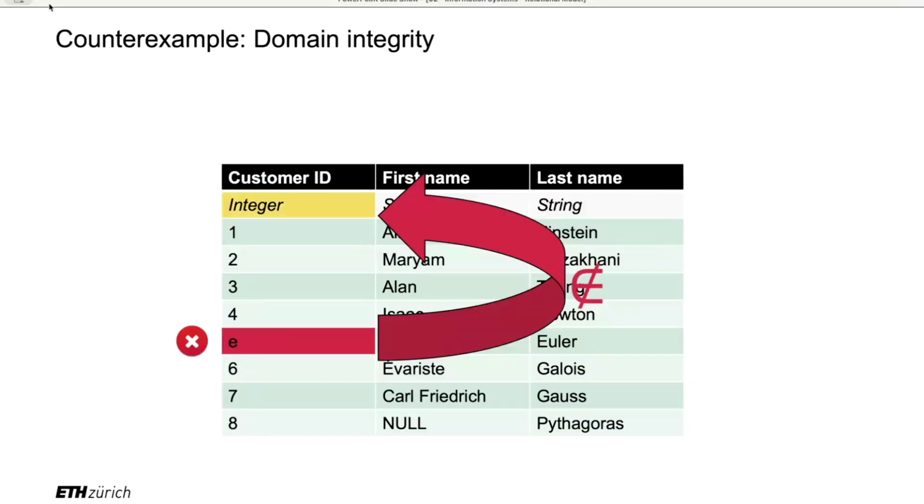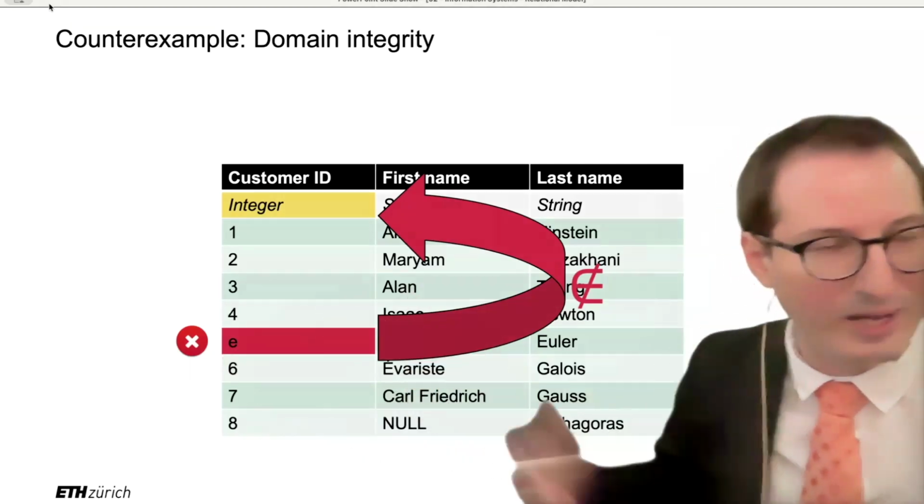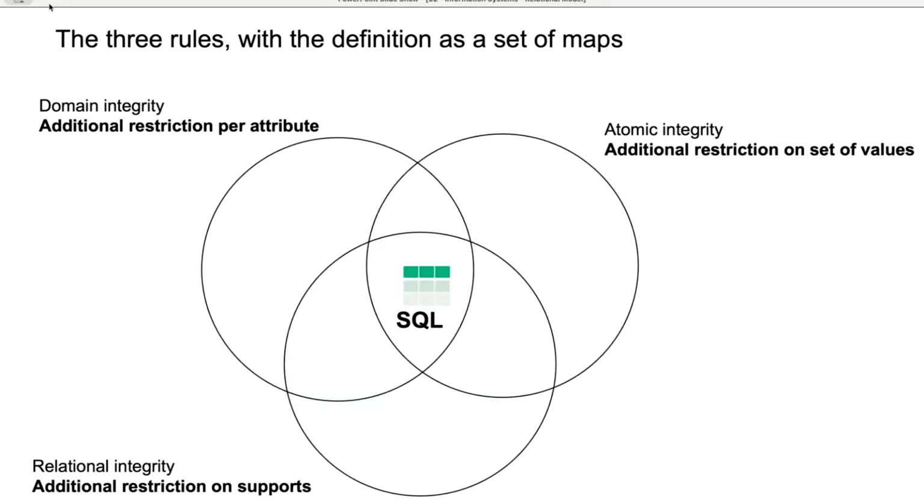So that's it. Okay, and that's a counterexample of domain integrity. Here I could try to say, okay, the first column is an integer, but that's not true here because that's not an integer. That's it. So that breaks domain integrity, right?